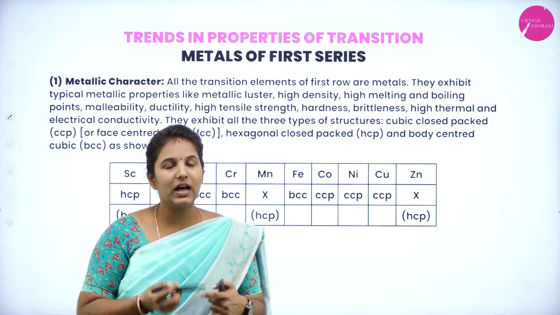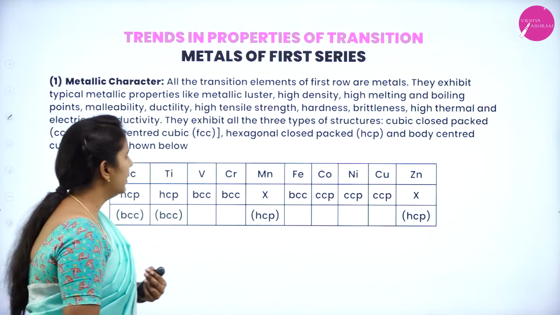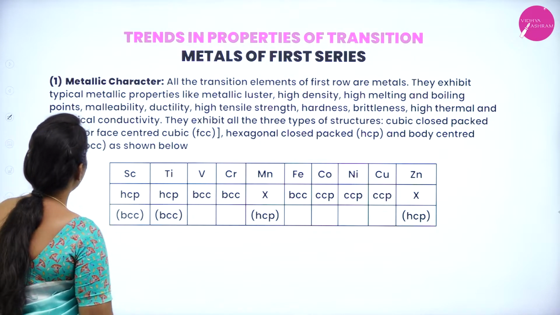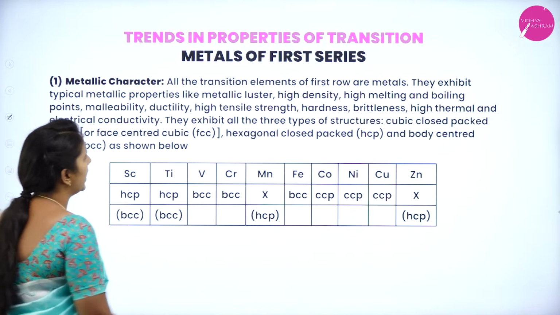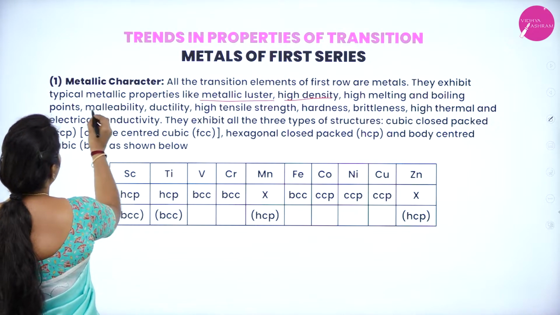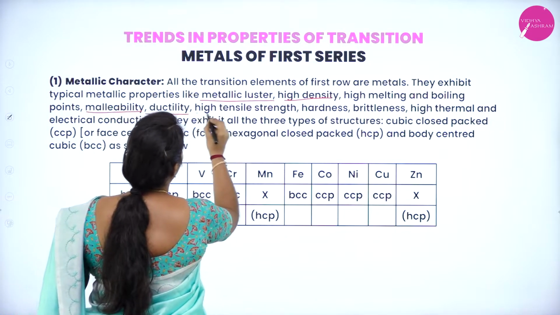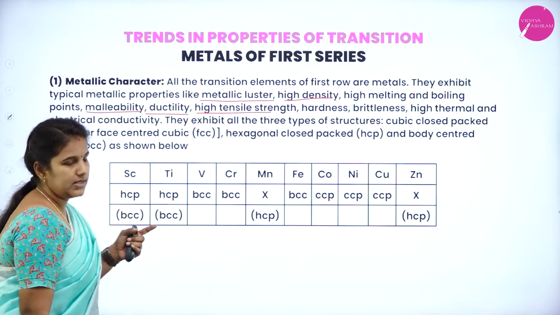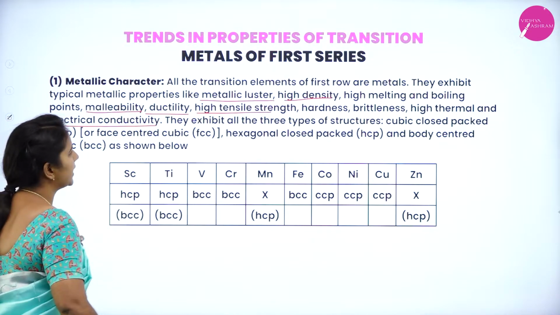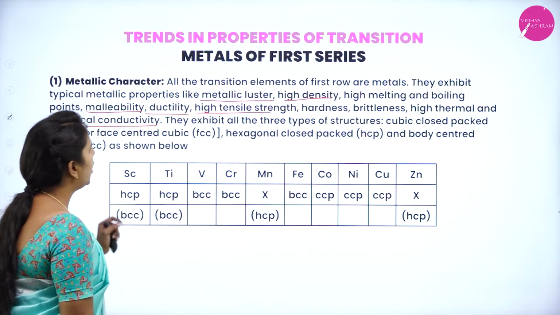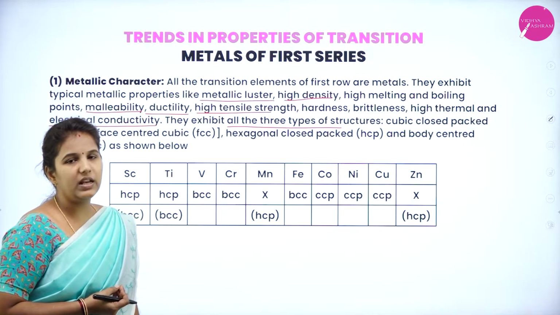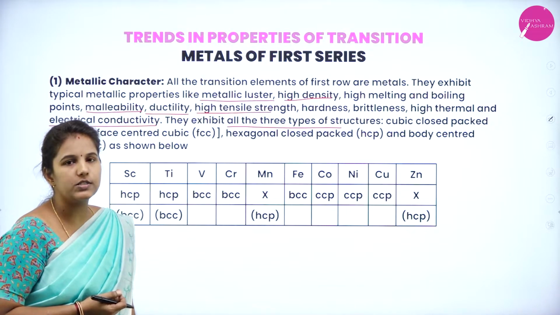Let's see what the metallic characteristics of the d block elements are. All the transition elements of the first row are metals, and they exhibit typical metallic characters such as metallic luster, high density, high melting point, high boiling point, malleability, ductility, high tensile strength, hardness, and also they are brittle, and they have high thermal and electrical conductivity. In addition to this, they also exhibit all three types of structure. As we studied in the solid state, the first chapter in your second PUC.